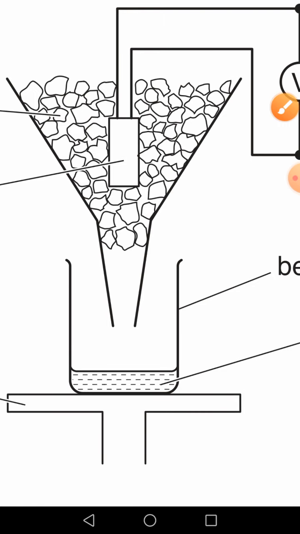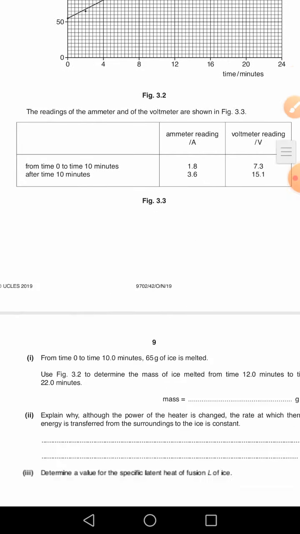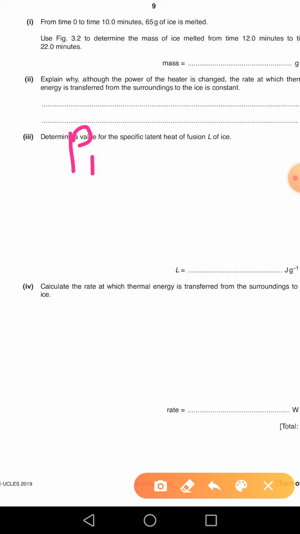Now let's apply the logic to this question. Determine a value for the specific latent heat of fusion L of ice. For example, let the power of the heater be P1 in the first 10 minutes, and after the current has increased, let the power of the heater be P2. I'm just first showing you the mathematical logic, then I will go for the detailed solving.